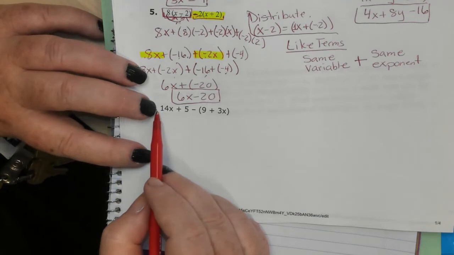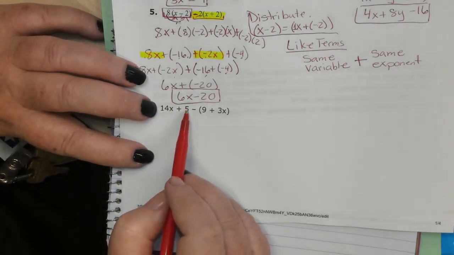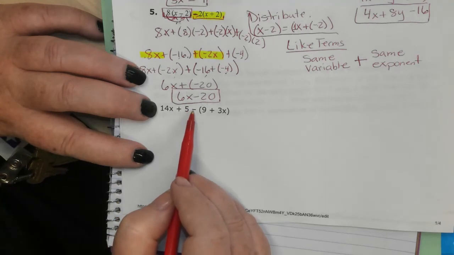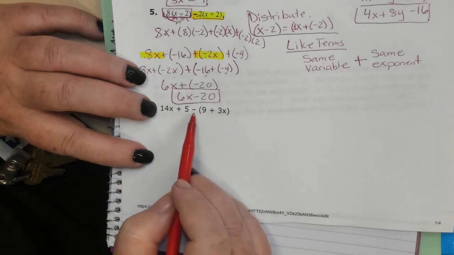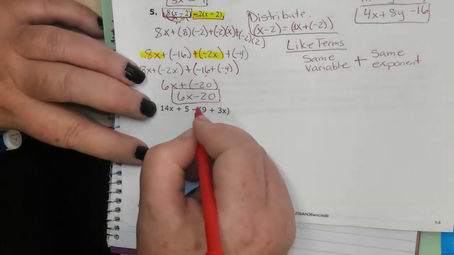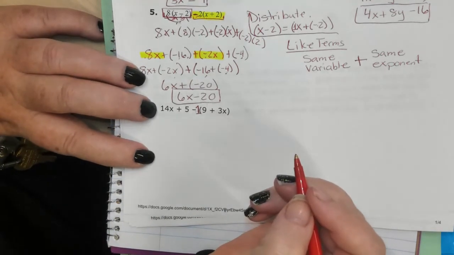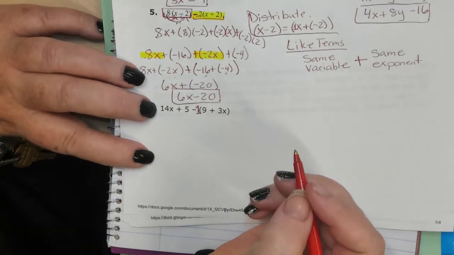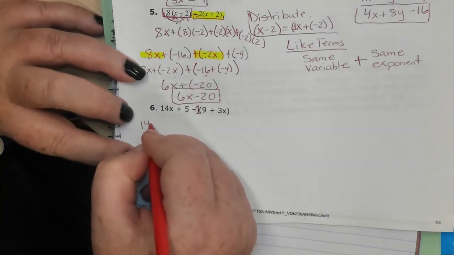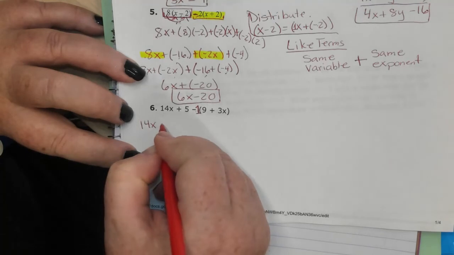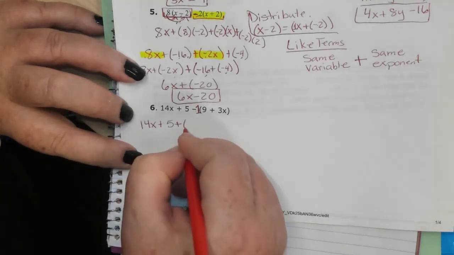14x, there's nothing to multiply by the 14x. Plus 5, there's nothing to multiply by the plus 5. Minus, this whole thing. When you see minus outside of parentheses, I want you to think there's a minus 1 there. We are going to distribute a negative 1 to everything in those parentheses. So 14x, we're not going to worry about them right now.